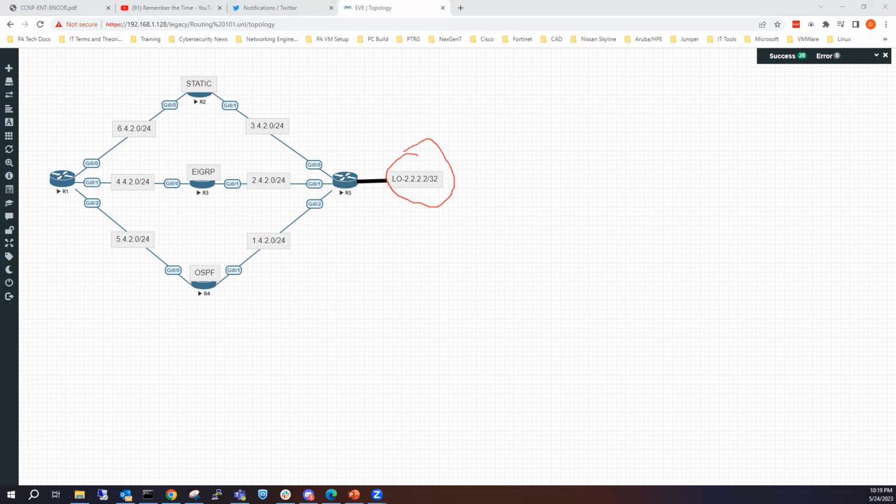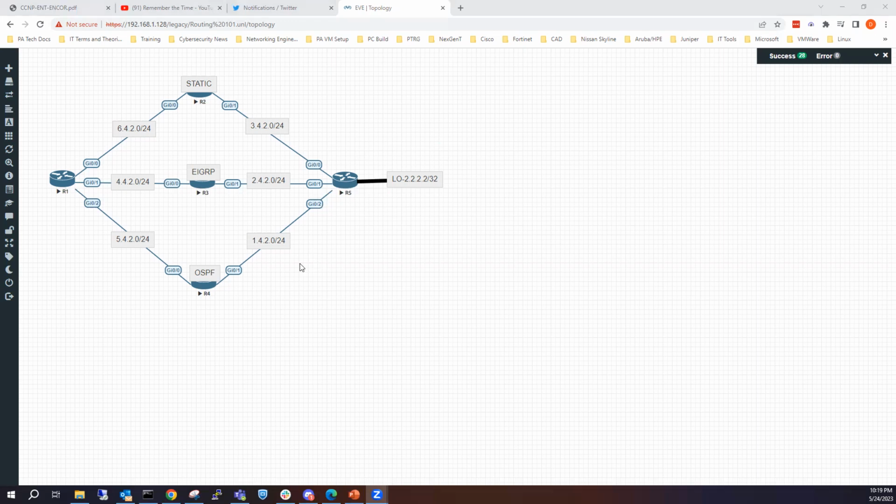There's a couple of ways that this topology can reach it, whether it be static, whether it be using EIGRP, or whether it be using OSPF. So we're going to work together on this one. I'm going to ask you guys questions, and I want you to answer.